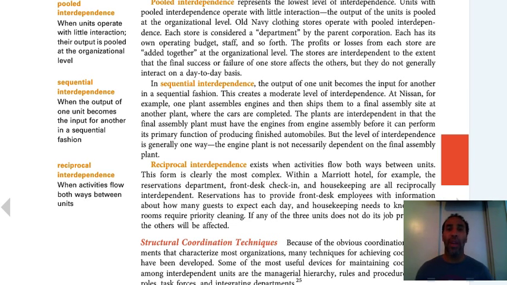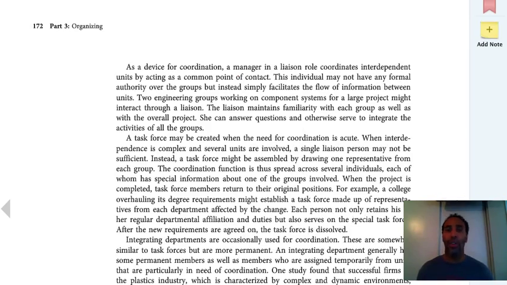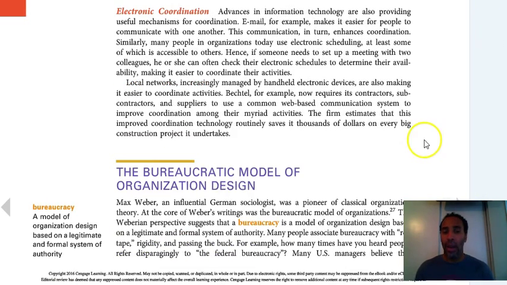Reciprocal interdependence is when activities flow both ways between units. So they go back and forth, right? So claims, get the claim done, goes to customer service, they let them know it's done. Customer service gets a claim in, they send it to claims, claims completes the claim and sends it back to customer service. So things can definitely in business go back and forth between departments. It's not always a linear or a straight line, as some may think.